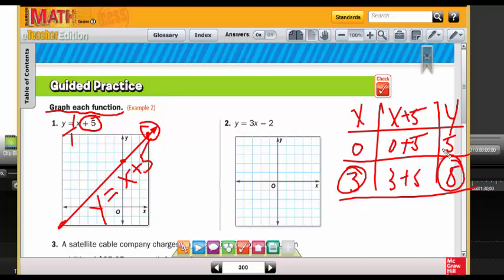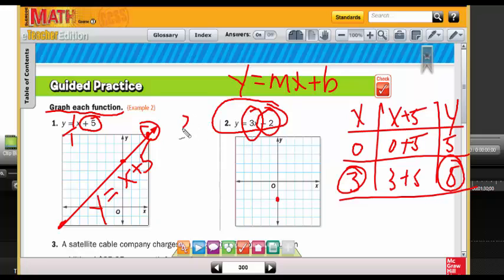For the next one, I'm not going to make a function table because I really would like you to be very, very good at this y equals mx plus b format. That's why we spent so much time on it last chapter. So immediately we're going to go to -2, place a point, and then we're going to use our slope of 3x, which is of course 3 over 1, which means we're going to rise 3, run 1, rise 3, run 1, puts a point there.